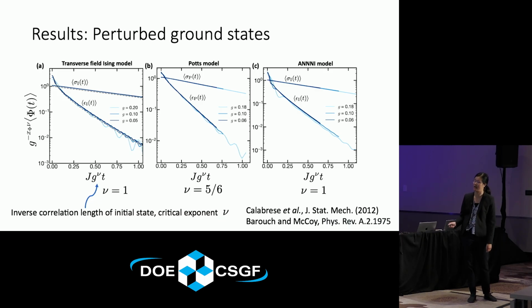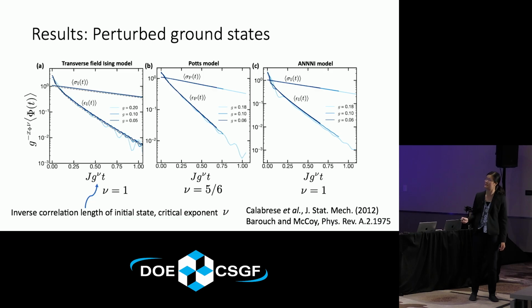And using this collapse, we can actually identify the critical exponent that characterizes those transitions. And notably, the first and the third both have nu equals 1, whereas the second model has nu equals 5/6. So we can actually distinguish and interpret these out of equilibrium dynamics via the equilibrium transition. So that's one class of initial state.